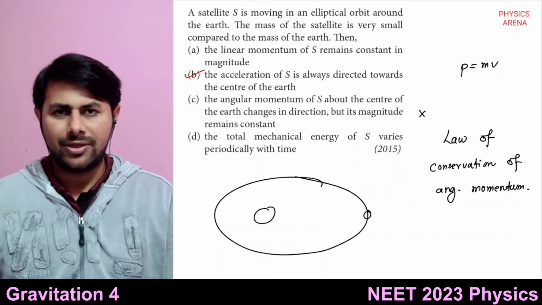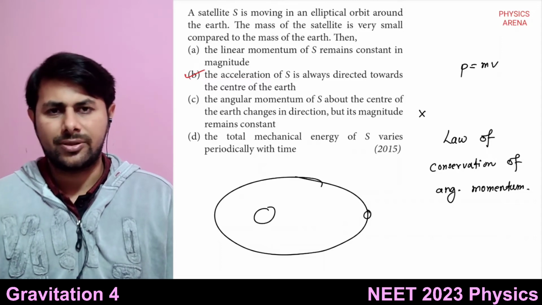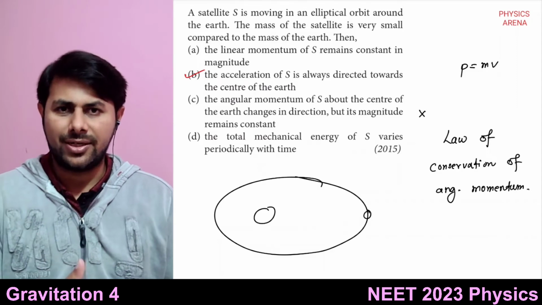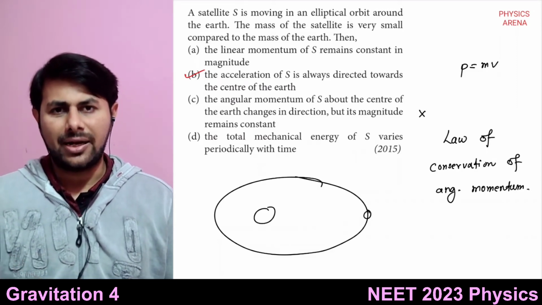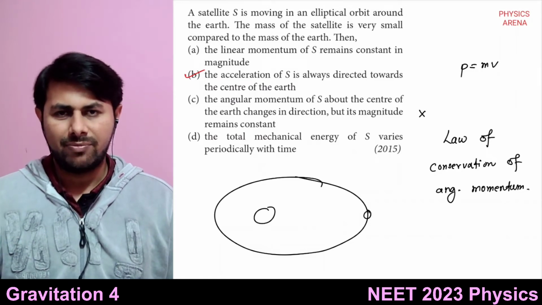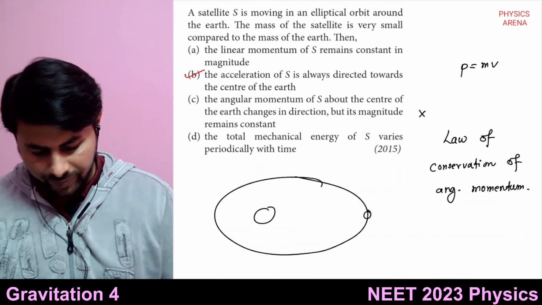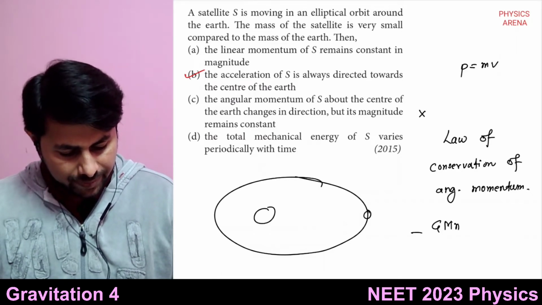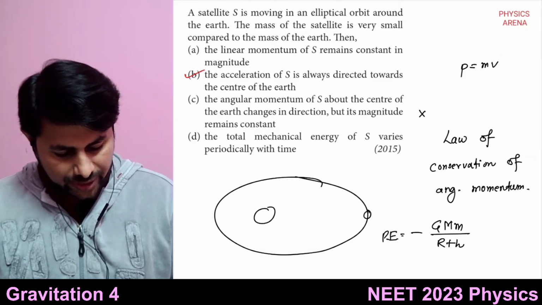Total mechanical energy will remain constant because there is no external force, right? So if it moves away, speed will decrease. Okay, its speed decreases, that means the kinetic energy will decrease. But what will happen? Its potential energy will increase. How? Because potential energy is what? Minus GMm upon r plus h is the potential energy.